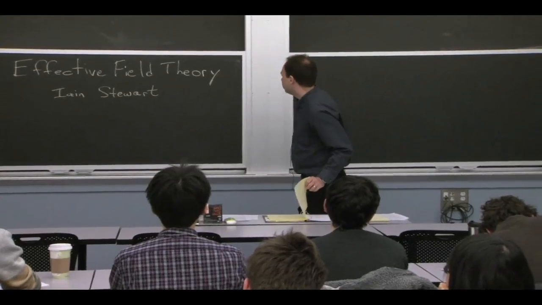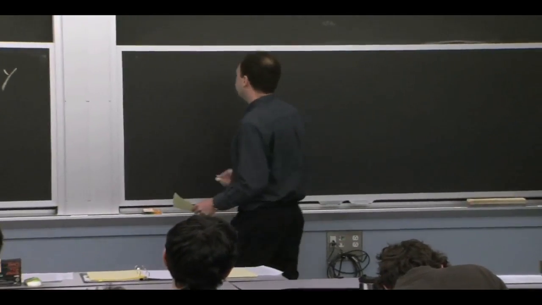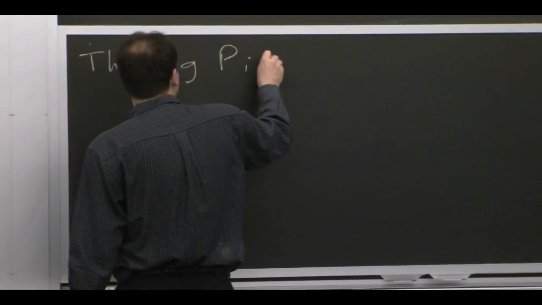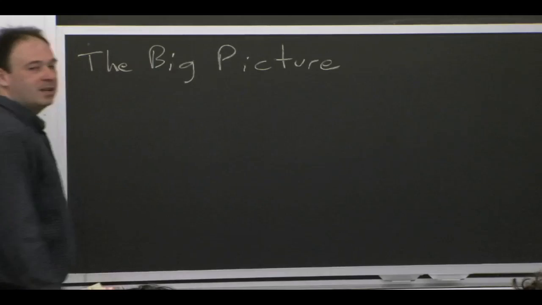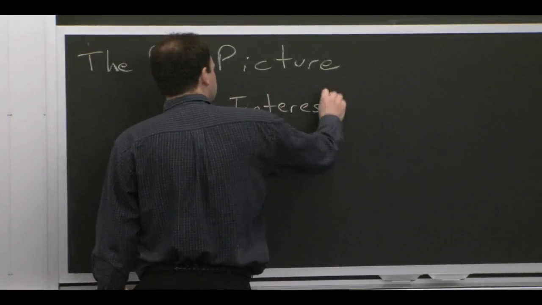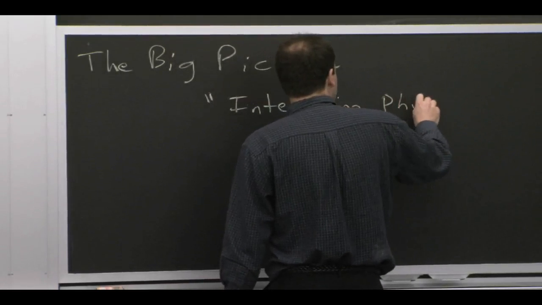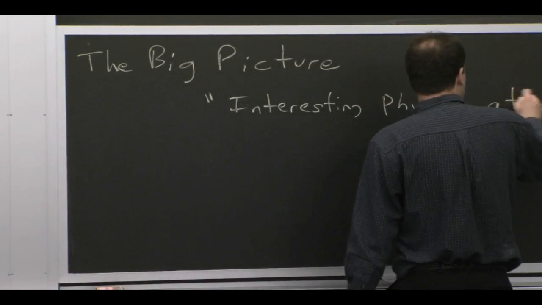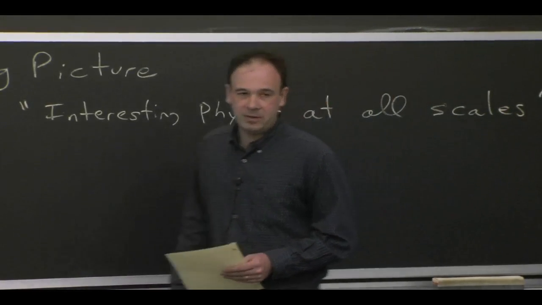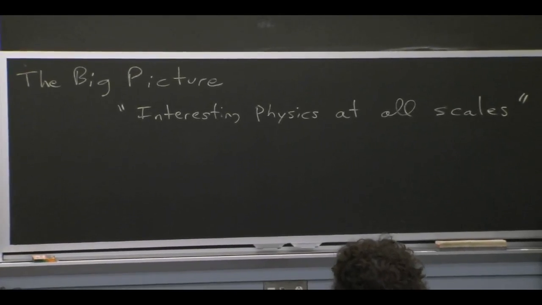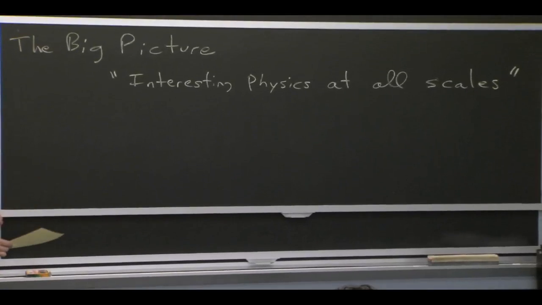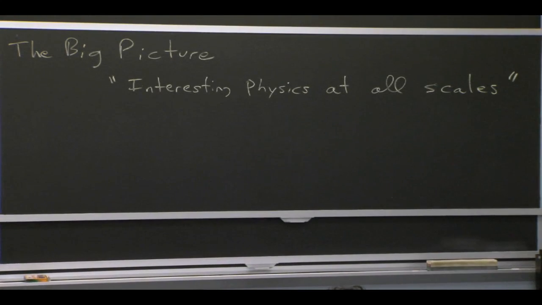All right, so let's start. So let's start with the big picture. I like to say that the big picture is that there's interesting physics at all scales. What effective field theory lets you do is tease out this interesting physics at all scales. So you can, in particular, focus on a particular scale and find the interesting physics there using the tools of effective field theory.